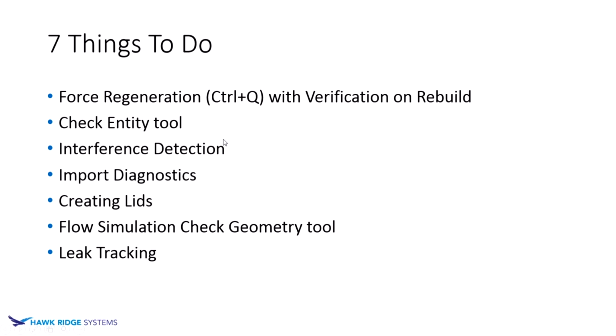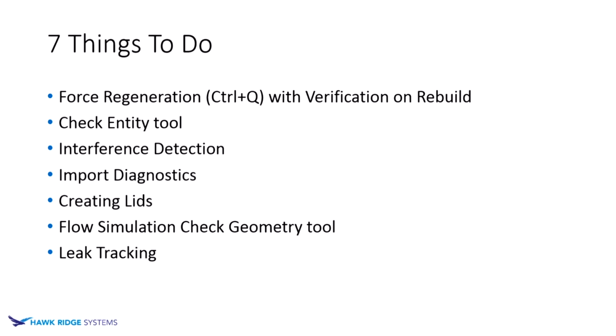So we've gone through seven things to do for every flow simulation analysis. We want to start off with force regeneration, Control Q, making sure we have that verification on rebuild option turned on. Mostly we're looking to just update our geometry, but sometimes we will find errors and warnings at this stage. We're using the Check Entity tool under Tools, Check to find any invalid faces or edges. We're running interference detection, making sure that we have our model built as intended. We're using the Import Diagnostics tool for any imported bodies, whether those are STEP, IGES, ACIS, or any other file type. Great idea to run that.